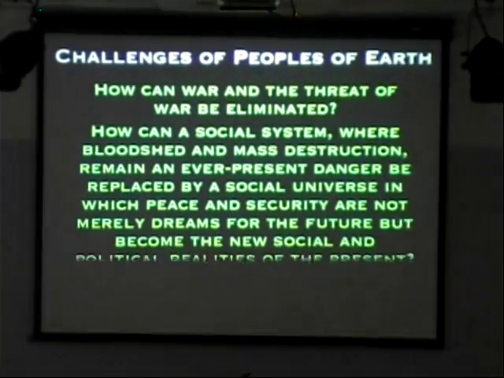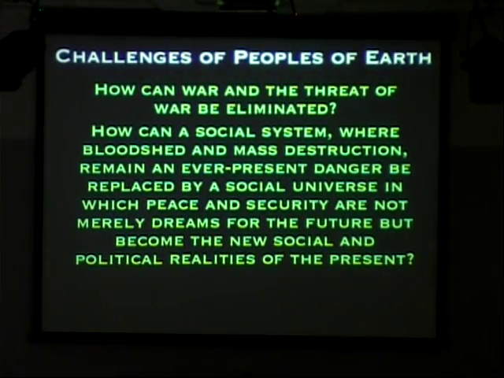This is a book that was published recently. He's probably one of the top anthropologists in the world today. He's from Denmark. He threw this out as a challenge to the peoples of Earth: How can war and the threat of war be eliminated? How can a social system where bloodshed and mass destruction remain an ever-present danger be replaced by a social universe in which peace and security are not merely dreams for the future, but become the new social and political realities of the present?